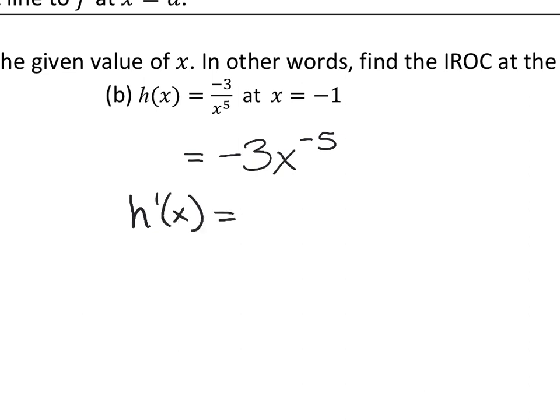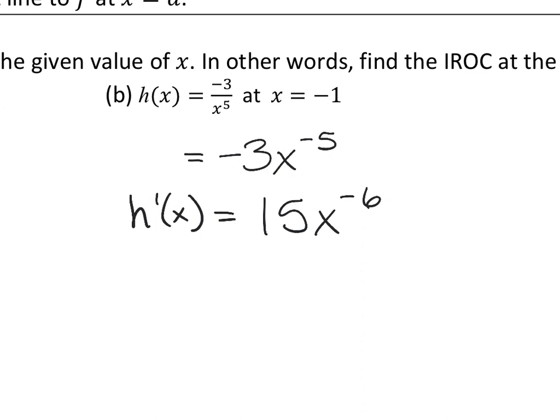H prime of x, indicating that I'm starting to take the derivative, is going to be what? -3 of, no, it's -15. +15 of 4. It is -6. You're subtracting one. Oh, -5 minus 1 is more negative, -6.